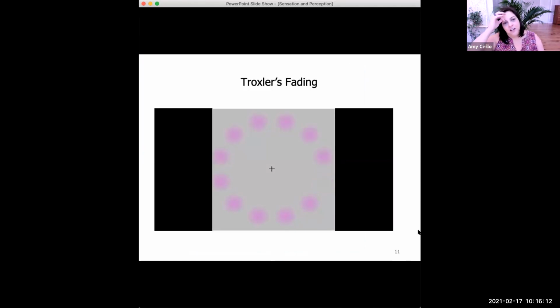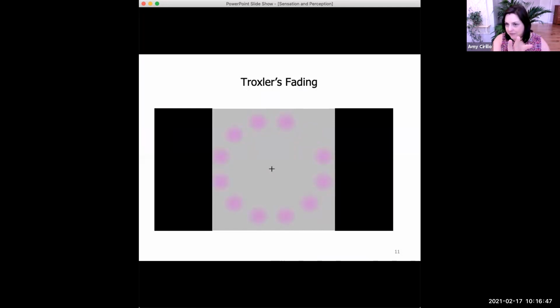Okay, this is called Troxler's fading. You can see that one of those pinkish purple dots is disappearing. And doesn't it give the impression of the image going in a circle, like there's a circle with one dot missing and it's spinning? That's just your perception of something that's not necessarily there. When they built this image, they just had a series of dots disappear at a certain time, right?